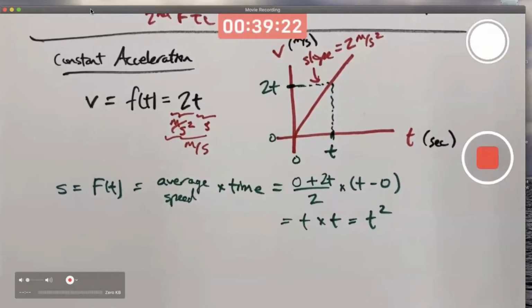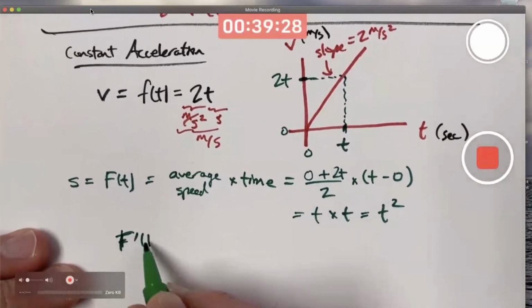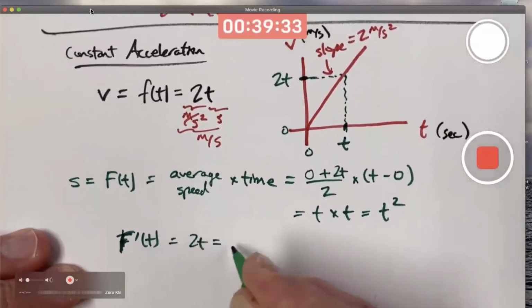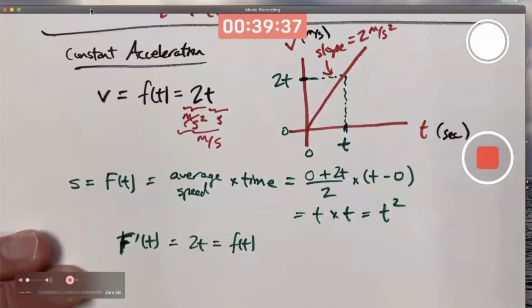It had to be t squared. Yeah, the derivative of capital F prime of t is the derivative of t squared, which is 2t, which is little f. The derivative of the distance traveled is the speed.